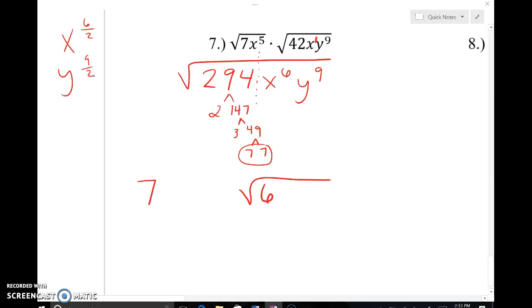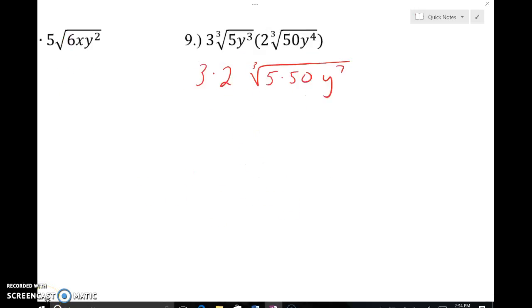So you're asking yourself, okay, how many times does 2 go into 6? And that's 3 times with a remainder of 0. So that means I could pull 3 of these x's out. And then I say, okay, how many times does 2 go into 9? And 2 times 4 is 8, with the remainder of 1 to get to 9. So 4 y's get to come out, and there was a remainder of 1, so that means 1 y had to stay in. And that's how we break down these types of radicals.